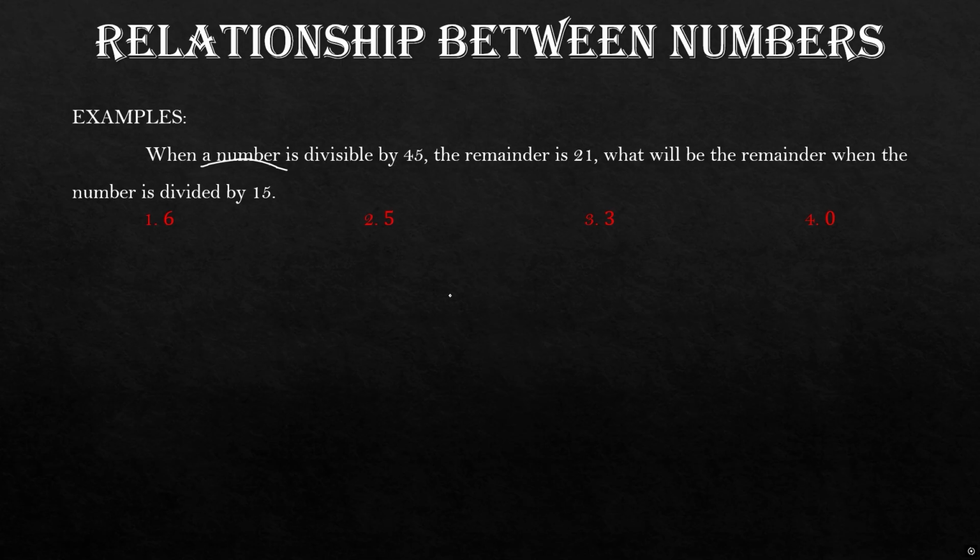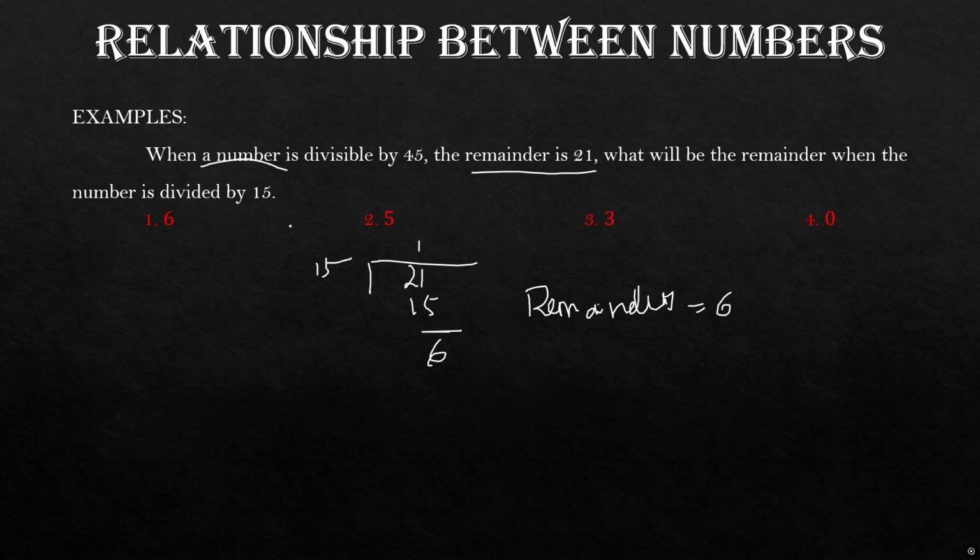Now we go to the remainder. We need to solve with this remainder 21. When 21 is divided by 15, we get 1 as quotient and 6 as remainder. So the remainder is 6, which is the answer.